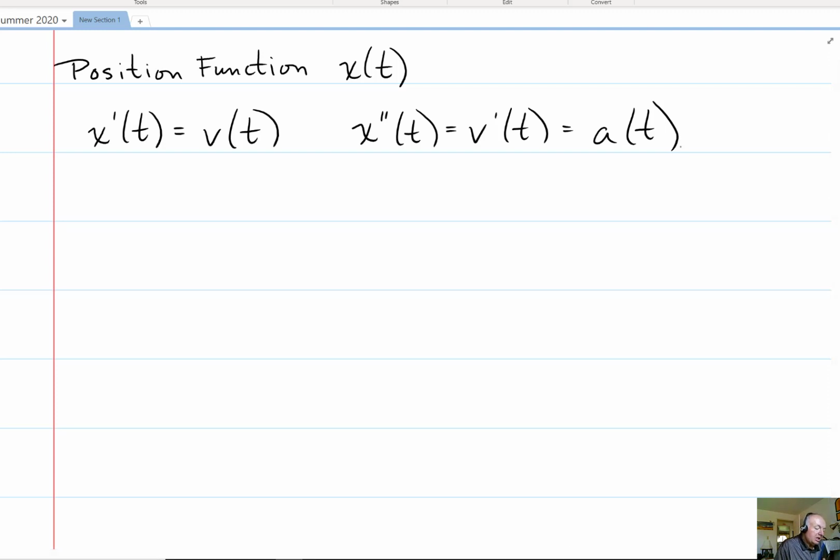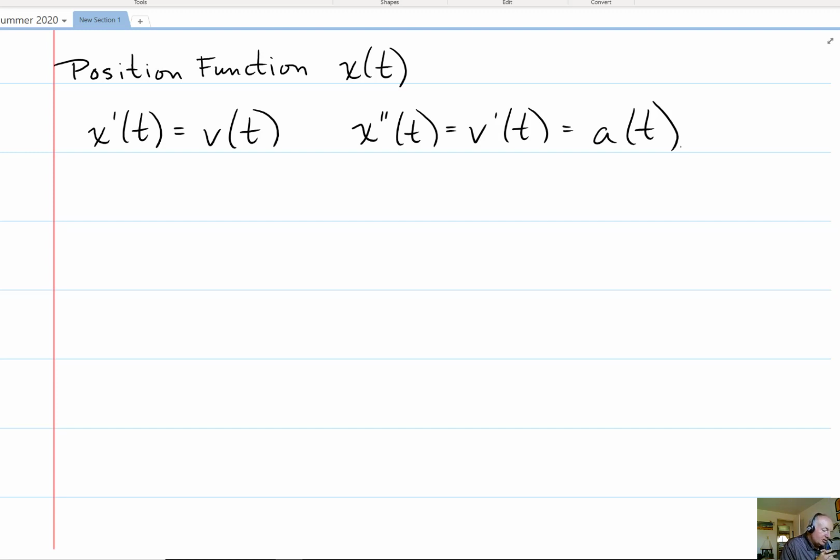Of course, it makes sense because velocity is the derivative of the position function, and velocity is telling us how position is changing with respect to time, which is exactly what the derivative is. The derivative of a function tells us how that function is changing with respect to the independent variable. And likewise, acceleration, which is the derivative of velocity, is telling us how velocity is changing. Are we speeding up? Are we slowing down? All right, so I want you to remember those things.